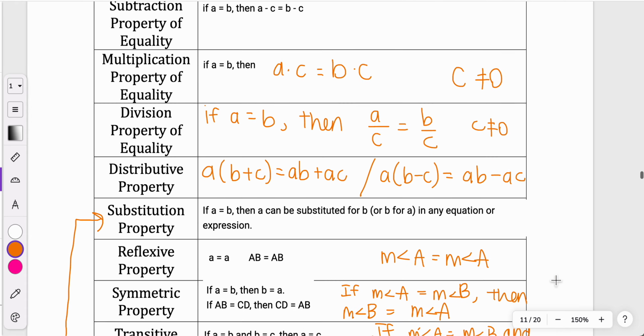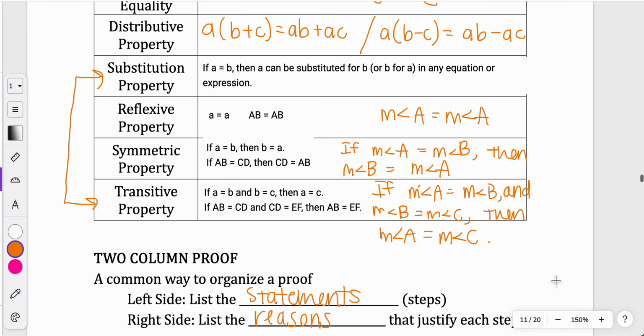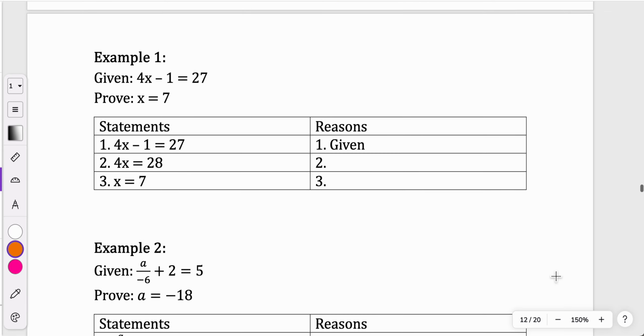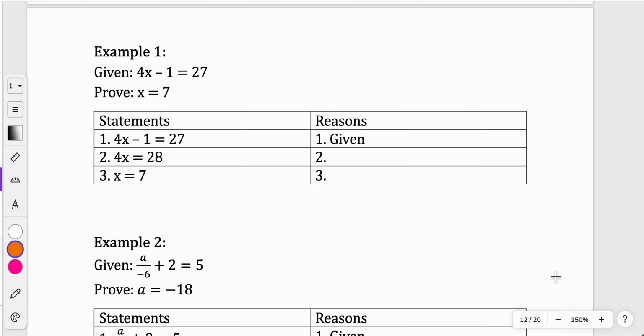These properties are the properties that we are going to focus on today. So let's turn the page and try example 1. I'm going to be able to type in a lot of this for example 1, so I'm just going to switch to typing and then I'll write for the last two. Example 1 states, I have a given of 4x minus 1 is equal to 27, and I want to prove that x is equal to 7.